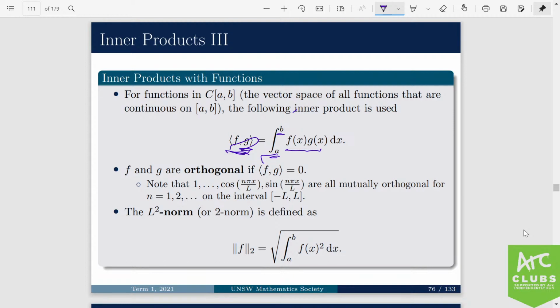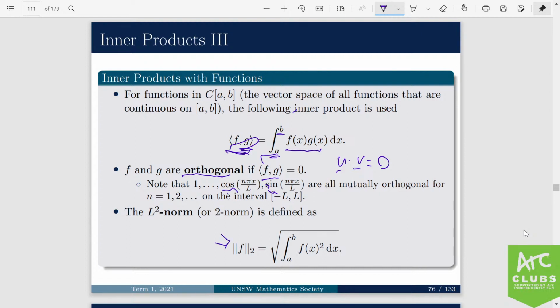With inner products, if you remember from algebra, we have this property called orthogonality, where if u dot v equals 0, that means u and v are orthogonal. With functions, we apply the same thing. If the inner product of f and g is 0, then we call them orthogonal. Note that these cosines and sines, which are the things that we use in our Fourier series, are all mutually orthogonal, and this is the L squared norm.